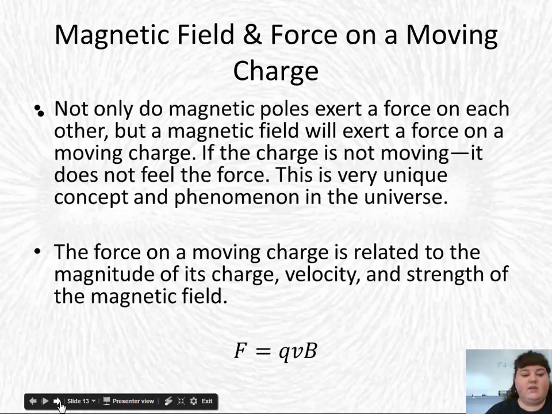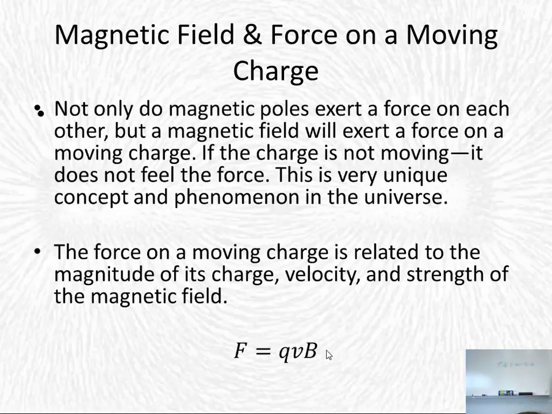So a force on a moving charge is related to how much charge is there, what is the velocity, and then what is the strength of that magnetic field. So the equation here is what we're going to use. So F stands for force, measured in newtons. Q stands for our amount of charge, measured in coulombs. Velocity is V, measured in meters per second. And B is our magnetic field, measured in Teslas. So I'm going to draw that in so that you can kind of visualize that as well.